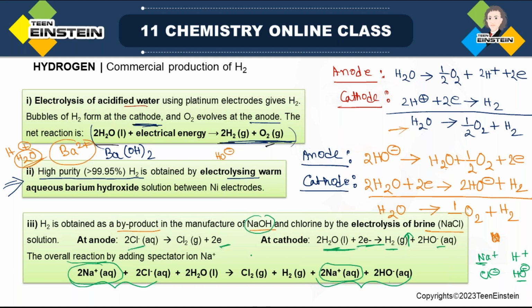So the overall reaction you can also write like this, that is 2NaCl reacting with 2 water, producing chlorine, hydrogen and NaOH. So that is why we have added spectator ions on both sides. So see here, the main product is NaOH, but we can also get hydrogen as the byproduct. So here there may be a question, in which method is the byproduct actually hydrogen, in which electrolysis, not the main product. Fine. Some more methods we will see for commercial production of hydrogen.